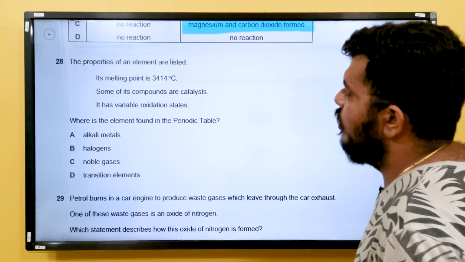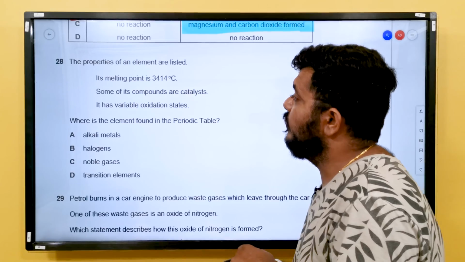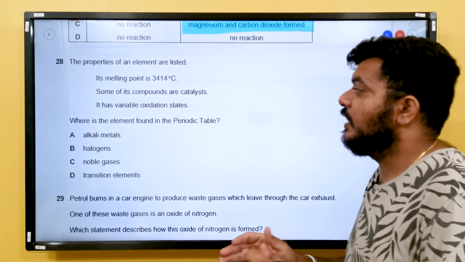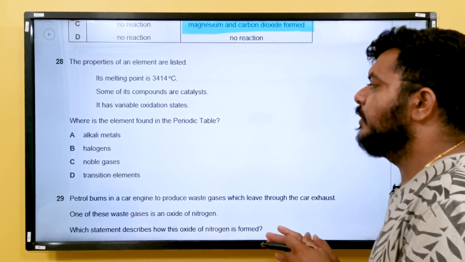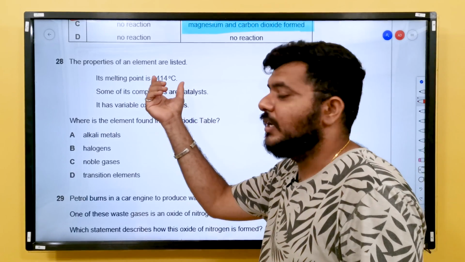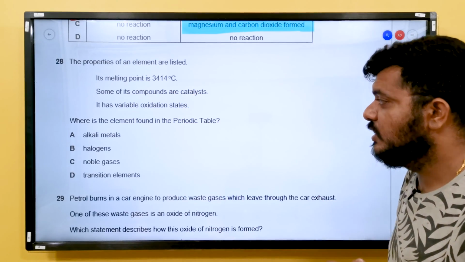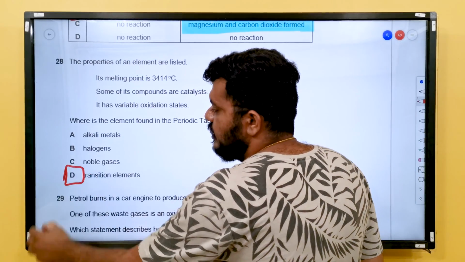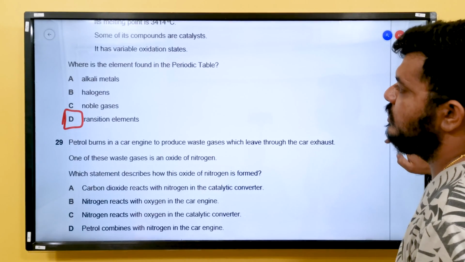The properties of an element are listed. Its melting point is 3414 degrees Celsius. Some of its compounds are catalysts. It has variable oxidation states. Where is the element found in the periodic table? Because it has a high melting point, is used as a catalyst and has oxidation states more than 1, we can definitely say that this is a transition element and it will be found under the group of transition elements.